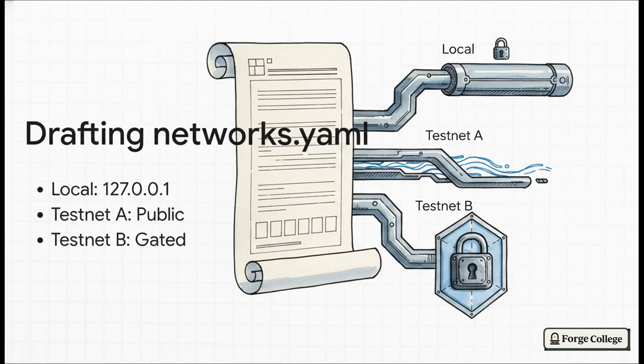We are explicitly building entries for 3 distinct environments here just to prove our flexibility. We've got our local environment running on localhost, chain 1337. Then we have testnet A, which is a fast public testnet on chain 420.